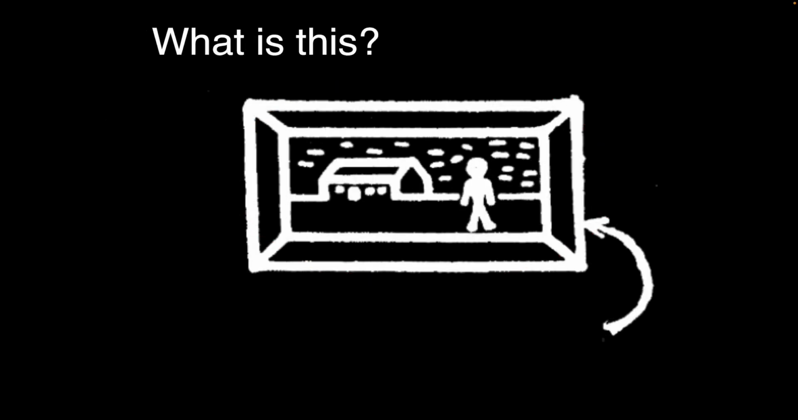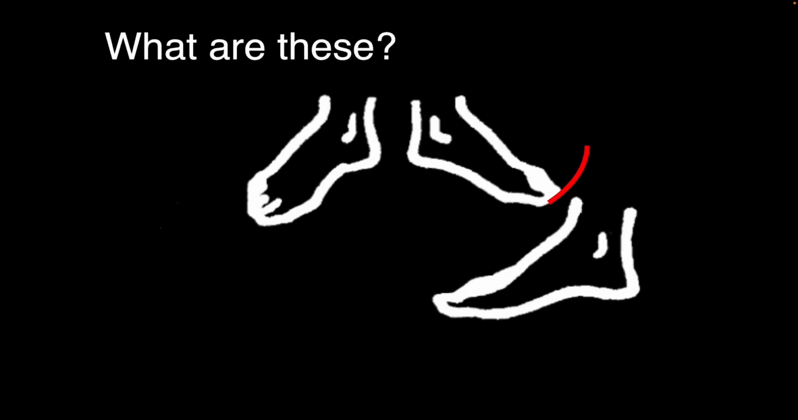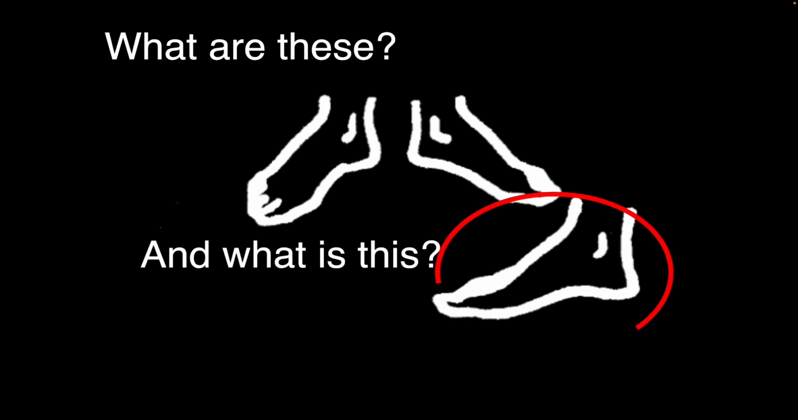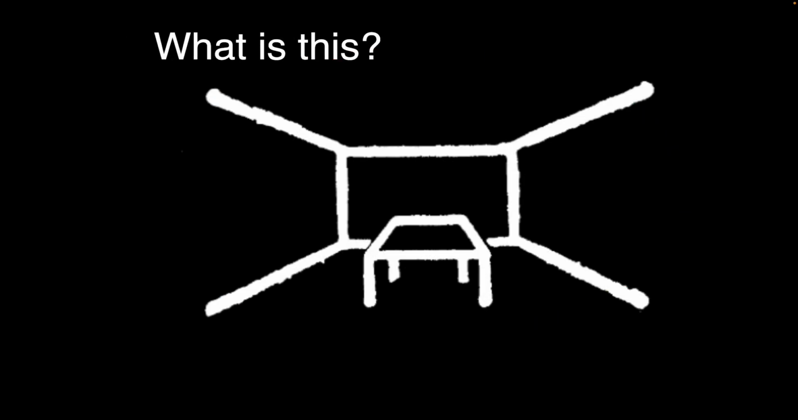What is this? This is the picture of a man and a house. And what is this? That is the frame of the picture. What are these? These are feet. And what is this? This is a foot. What is this? This is a room. What is in it? A table is in it.